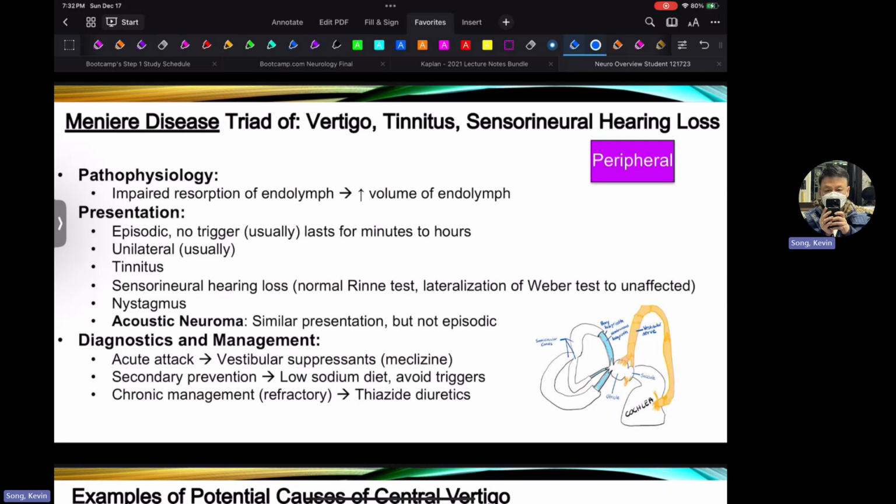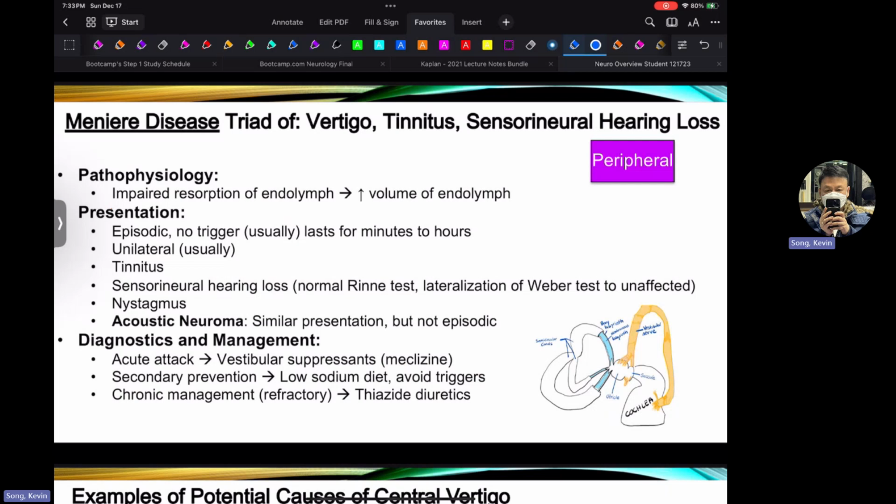So Meniere's disease. What you need to know is the endolymph. Endolymph is a lymph fluid that is supposed to circulate around the cochlea and the vestibular system, and that lymph is too much or has draining problems. That's what happens in Meniere's disease.